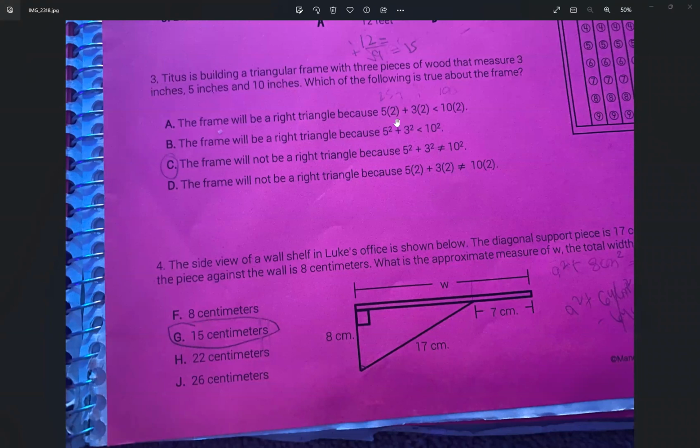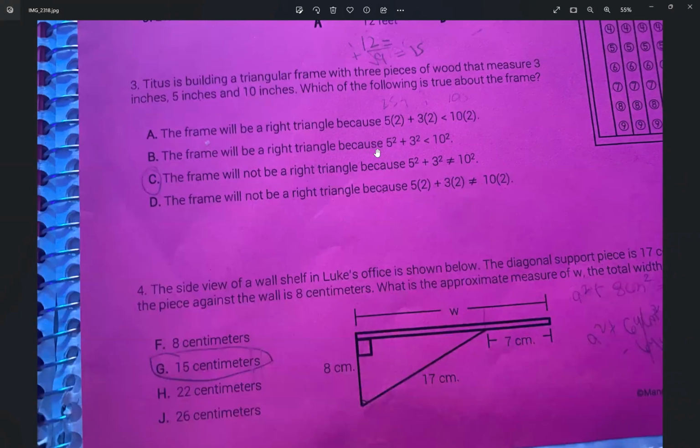Yes. Okay, Titus is building a triangular frame with 3 pieces of wood that measure 3, 5, and 10. Which of the following is true about the frame? All right, let's draw a little picture. So there's our triangle. Oh wait, no, it was 4. I'm sorry. It caught me off guard. I took a picture.